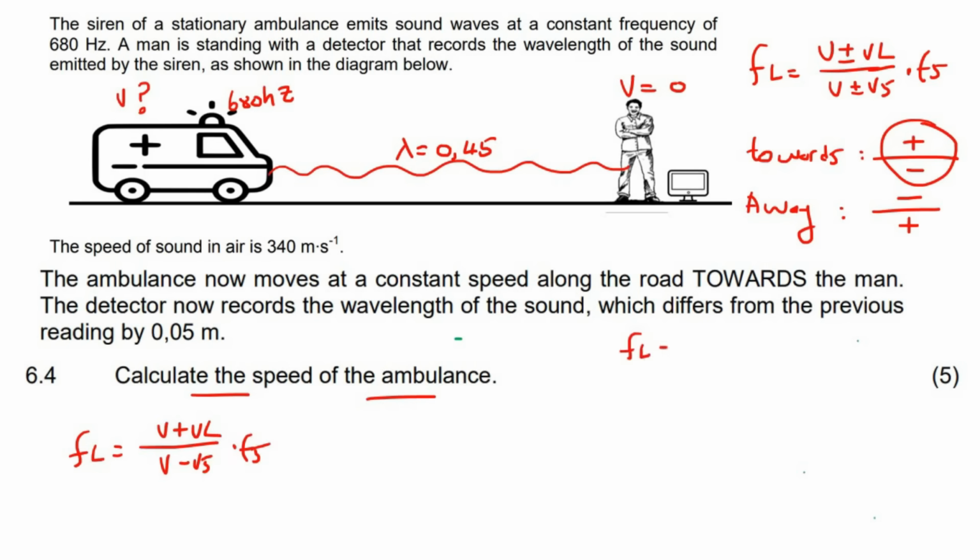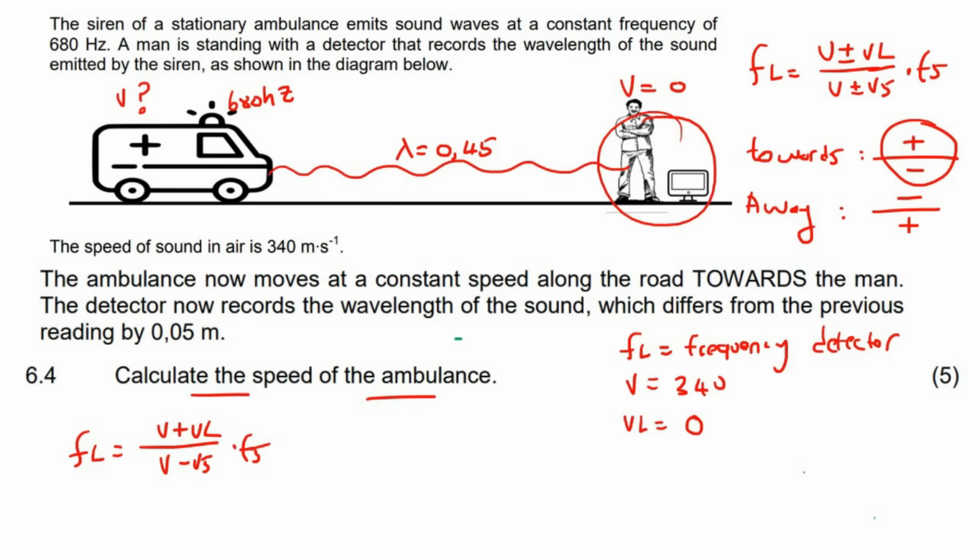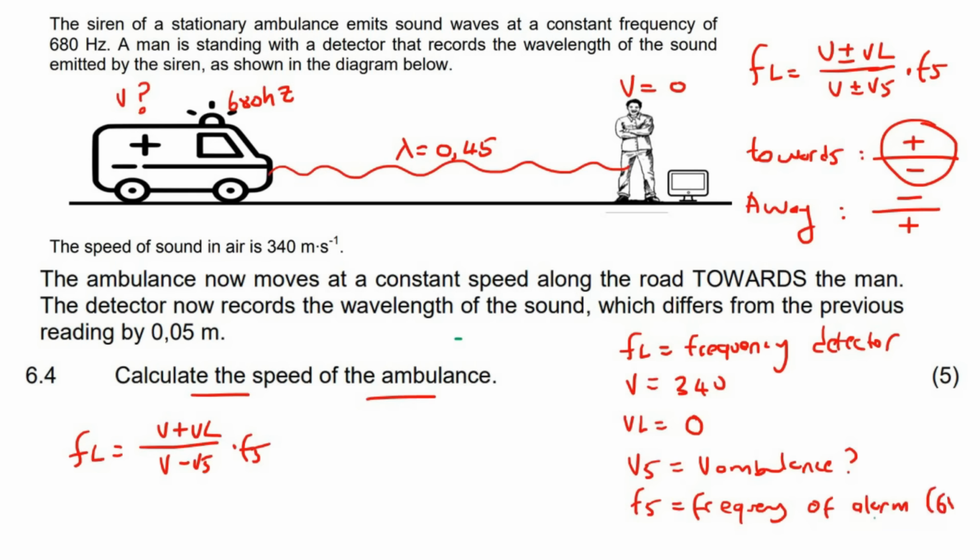Now let's fill in some information. FL is the frequency that the detector will hear, the man and his detector, because that's the listener. V is just a constant of 340, which they gave us. VL is the velocity of the listener, which is the detector, which is not moving, so that's 0. VS is what we're trying to find. It's the velocity of the ambulance, which is the source of the sound. FS is the frequency that the ambulance siren is making, and that would be the 680. That's not what the detector will hear because the objects are moving.